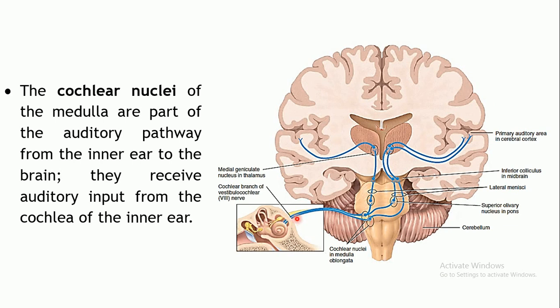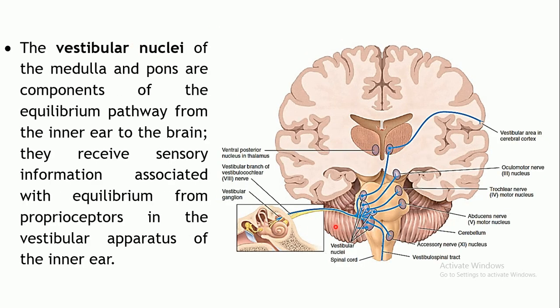Okay, it receives the impulses from the cochlear branch of the vestibulocochlear nerve, that's the 8th cranial nerve. So it gives the input over here, it synapses, and then it carries the signal towards the higher center, towards the thalamus and the primary auditory area in the cerebral cortex, so that you sense the hearing.